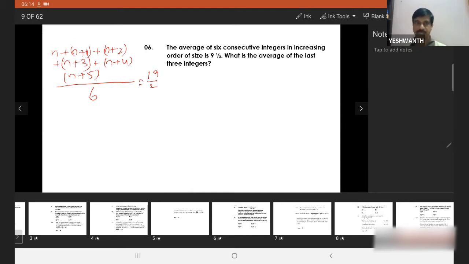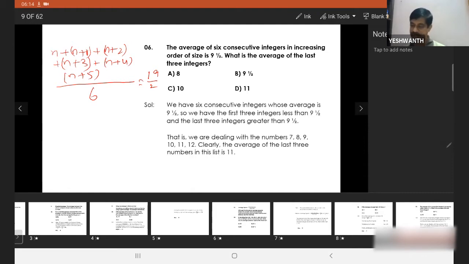Okay. So now, what is the average of the last 3 numbers, he says. Okay. So now look at this. You'll be getting 6 n's by 6 is n plus 1 plus 2, 3, 3 plus 3, 6, 6 plus 4, 10, 10 plus 5, 15 by 6. 15 by 6 is 5 by 2 equal to 19 by 2. Okay. So what is n equal to? 19 minus 5, 14 by 2 is 7. We know n is 7 now. So what are the last 3 numbers? 7 plus 3, 10.